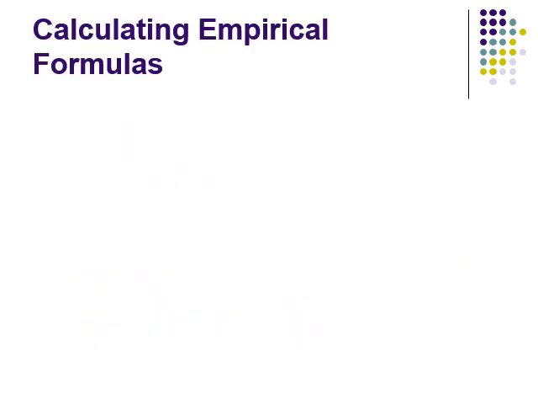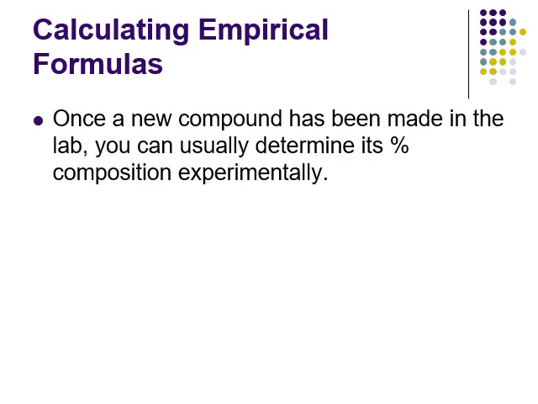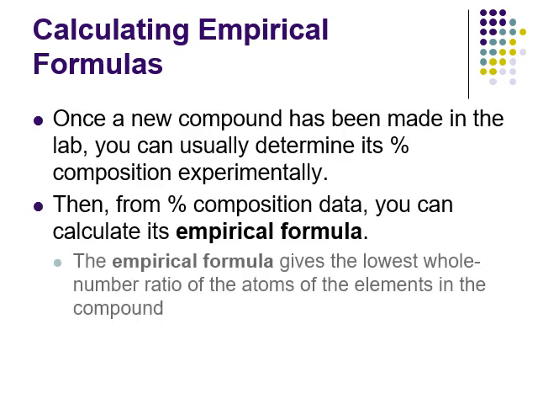Okay, so now we're going to look at empirical formulas. Empirical formulas are the next step in the process once we have the percent composition. So again, our target here is we've made a compound in a laboratory. We want to know what it is. We found the percent composition. The next step is to find the empirical formula. And that's what we talk about there.